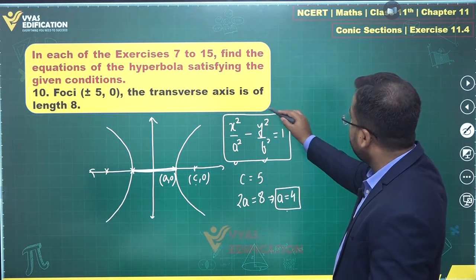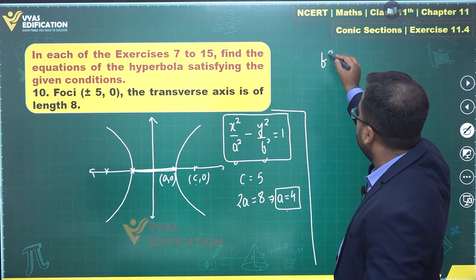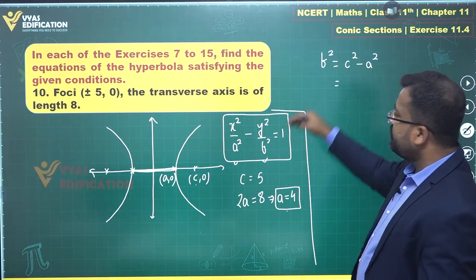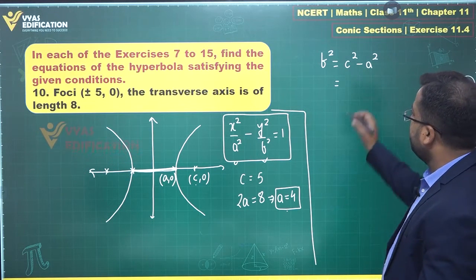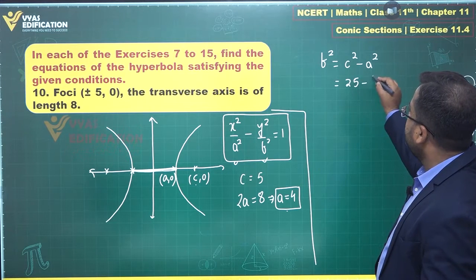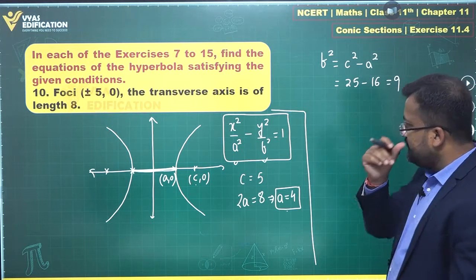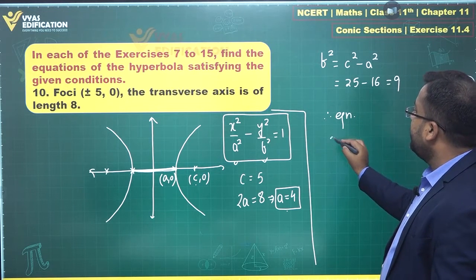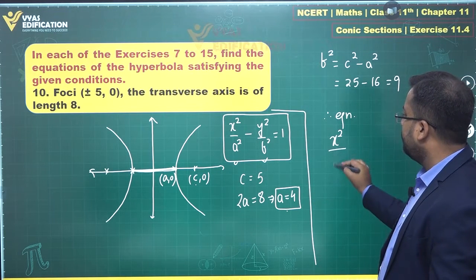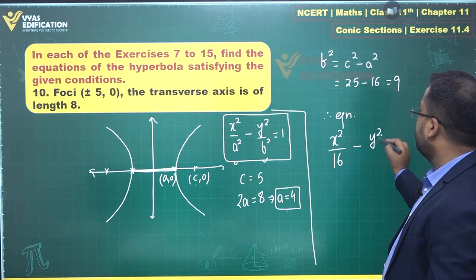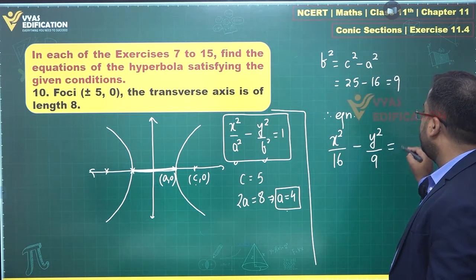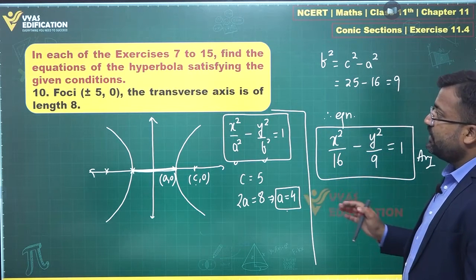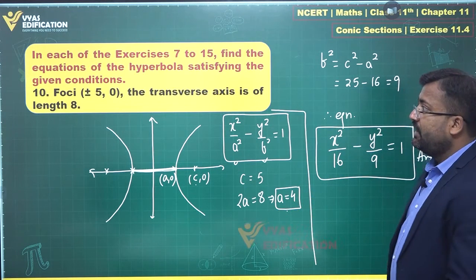With the help of this C, we can obtain B square as well. B square is equal to C square minus A square. Or you remember C square is equal to A square plus B square, one and the same thing. It's 25 minus 16, which is 9. This is the value of B square. Therefore, equation of hyperbola becomes x square by A square minus y square upon B square is equal to 1. This is what you have, and that's the required answer for this particular question over here.